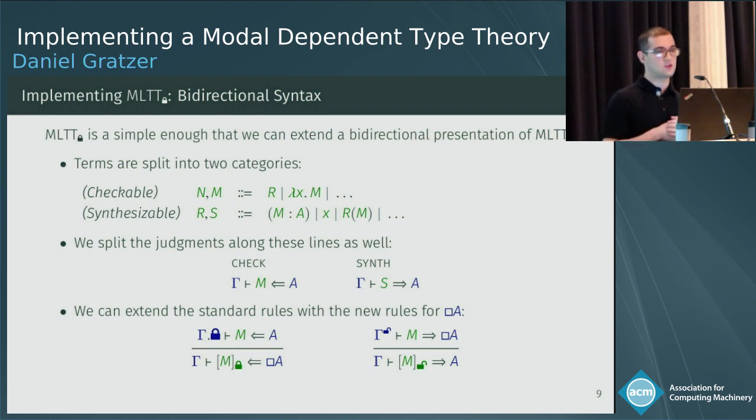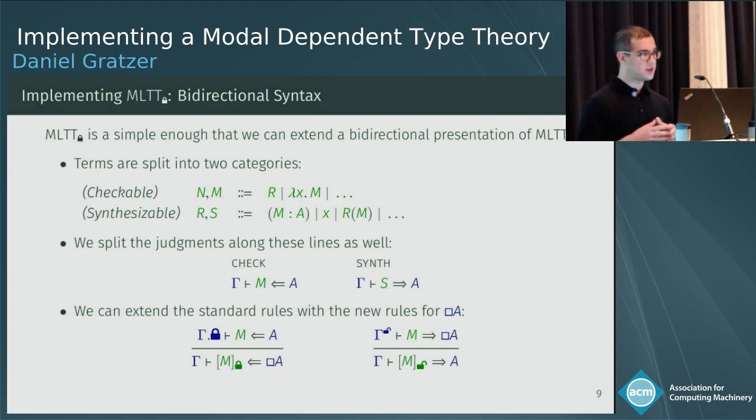So the idea is that the checking judgment is best thought of as a function of three arguments, context, term, type, and it returns true or false. The synthesis judgment is going to turn into a function of two arguments, context and term, and return a type if one exists or an error if one does not.